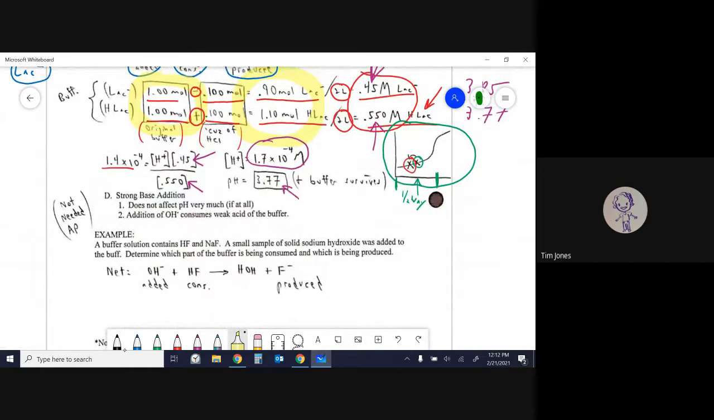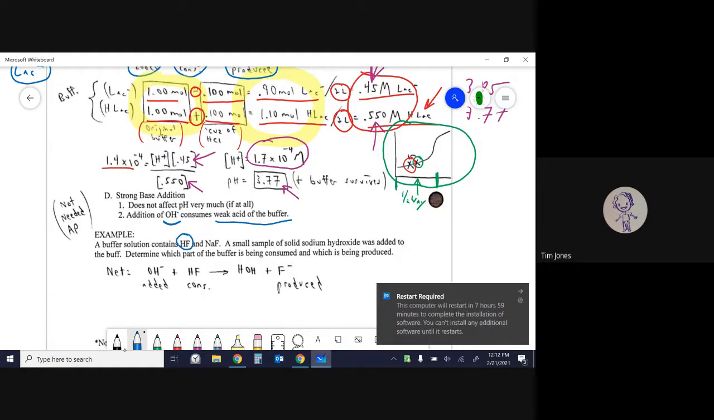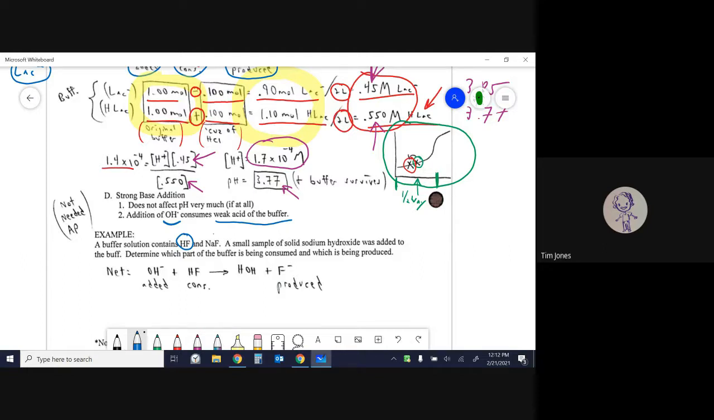All right, let's take a look at a strong base. Same idea, except now the adding of the strong base is going to consume the weak acid in the buffer. So in this one here, let's say we have a buffer of hydrofluoric acid. I don't want to restart my computer right now. That would be inconvenient. And sodium fluoride.